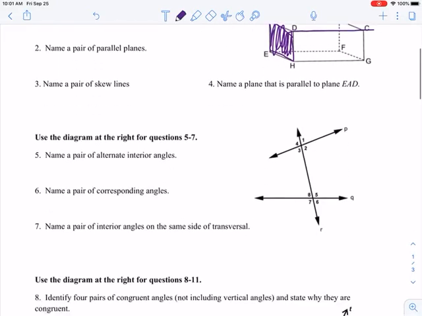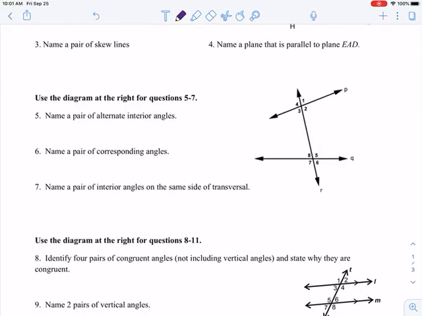For 5 through 7, you're using the figure on the right there, and it says name a pair of alternate interior angles. First, remember that interior angles mean the inside of the sandwich, and alternate means one comes from the top, one comes from the bottom, and on opposite sides of the transversal. So that's your transversal that I highlighted in purple there. Alternate interior: one has to come from the top, one from the bottom, on opposite sides of that transversal.